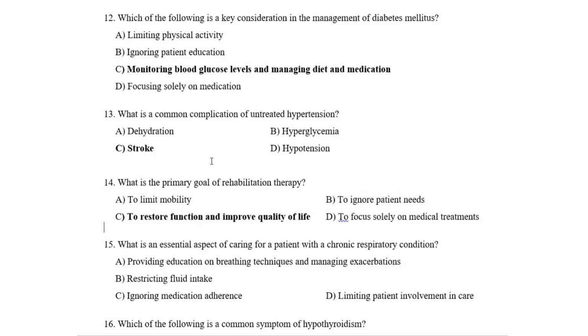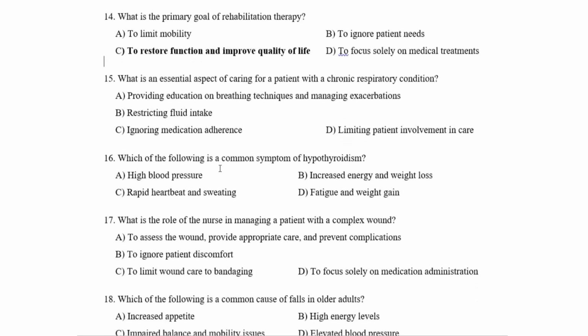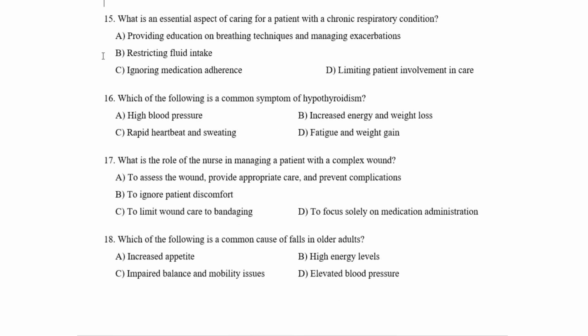Well, त्यसै गरी हामी क्वेशन नम्बर 15 मा हेरौँ त. What is an essential aspect of caring for a patient with chronic respiratory condition? Option A मा रहेछ providing education on breathing techniques and managing exacerbations. Option B मा रहेछ restricting fluid intake. Option C मा रहेछ ignoring medication adherence. Option D मा रहेछ limiting patient involvement in care. यसको सही उत्तर हो option A, providing education on breathing technique and managing exacerbation.